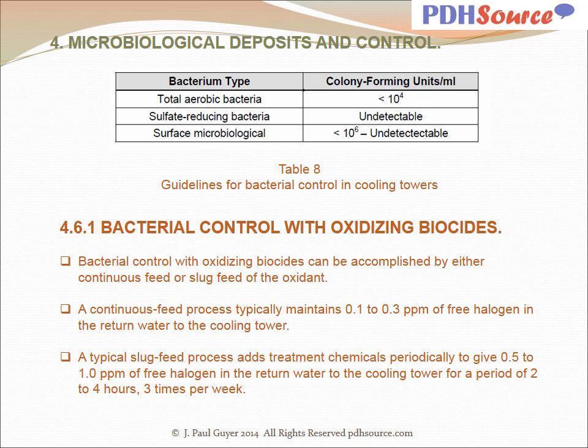With regard to bacterial control with oxidizing biocides, it can be accomplished by either continuous feed or slug feed of the oxidant. A continuous feed process typically maintains 0.1 to 0.3 parts per million of free halogen in the return water to the cooling tower. A typical slug-fed process adds treatment chemicals periodically to give 0.5 to 1.0 parts per million of free halogen in the return water to the cooling tower for a period of 2 to 4 hours 3 times per week.